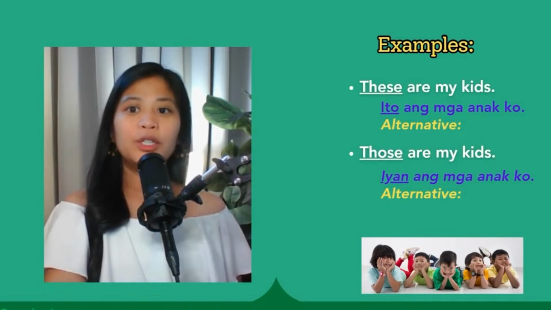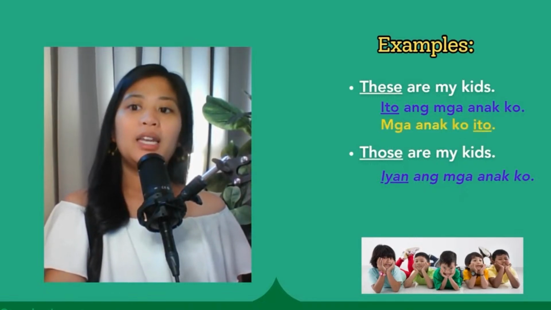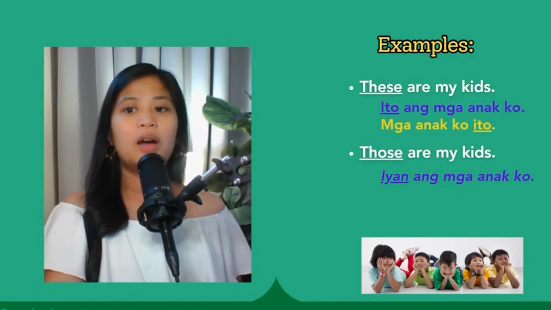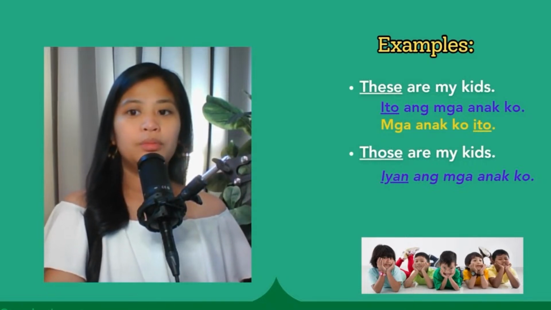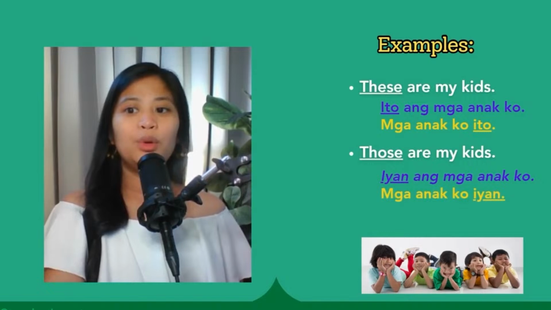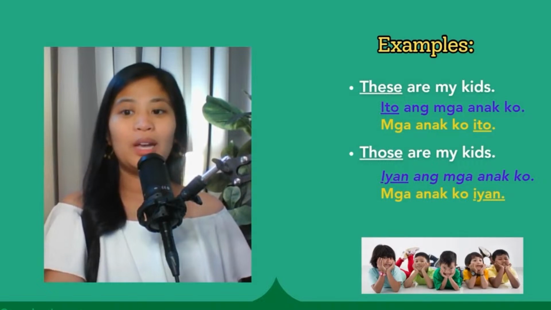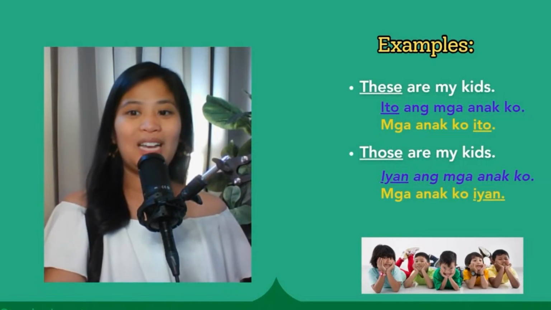Okay, so the alternative for ito ang mga anak ko would be mga anak ko ito. So the object goes first, then it's the pronoun, then it's the demonstrative pronoun. Mga anak ko ito. Yan ang mga anak ko can also be said, mga anak ko yan. Mga anak ko iyan. Okay, so those are the different ways you could say these phrases. They are both used equally as much, okay?